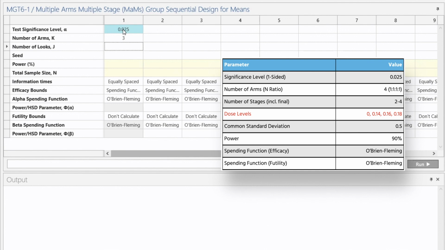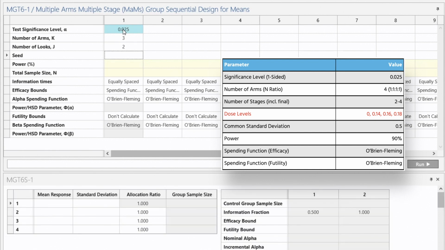The number of looks in this case we'll set to 2. Remember that this includes the final analysis, so this is equivalent to 1 interim analysis and 1 final analysis. As this method is based on some simulation, we may wish to enter a seed here to ensure consistent results if we attempt to replicate the same example, and there was a target power of 90%.